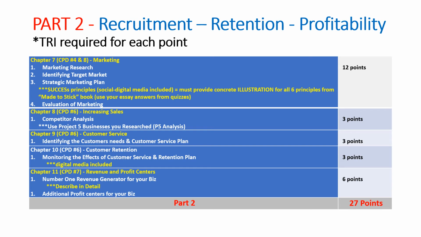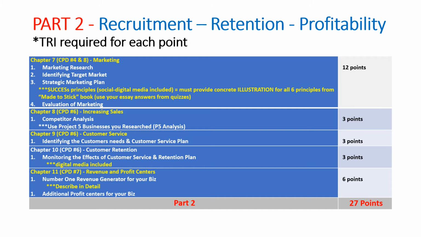Part 2, this is the recruitment, retention, and profitability. Start out, the big one here is chapter 7, CPD number 4 and 8. We're talking about marketing here. So you've got to do TRI for your marketing research. That's 3 points. TRI to identify your target market, 3 points.